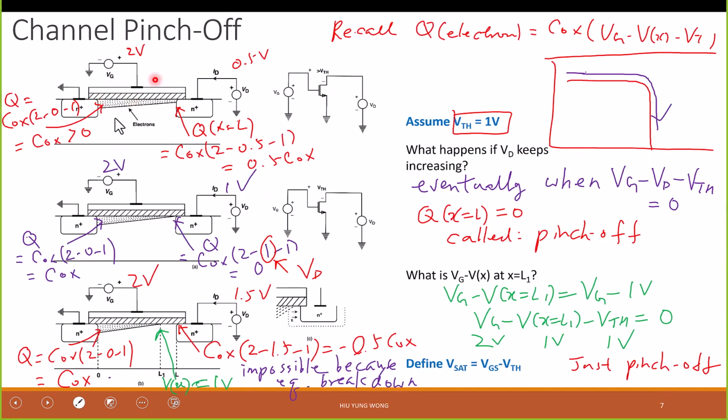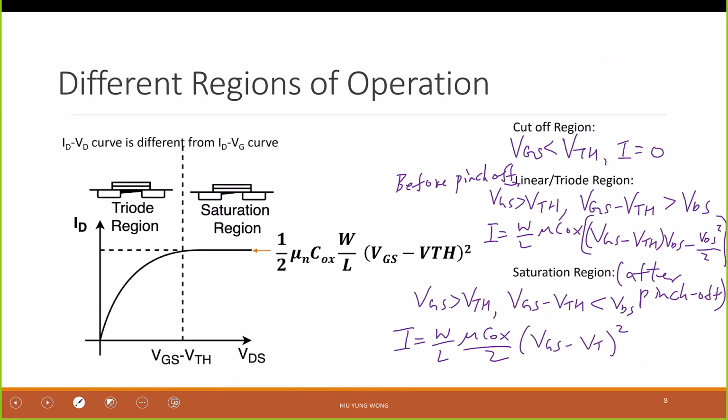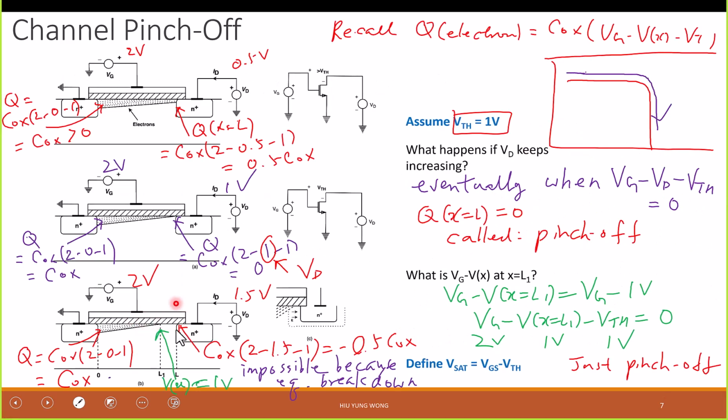Like this, small VDS, right? I had just like a resistor. When I increase VD, ID increases. Eventually it becomes nonlinear, but once you reach VGS minus VTH, it just saturates. Constant current.